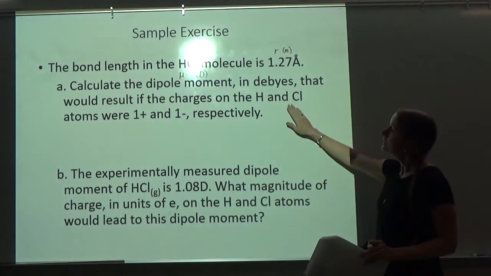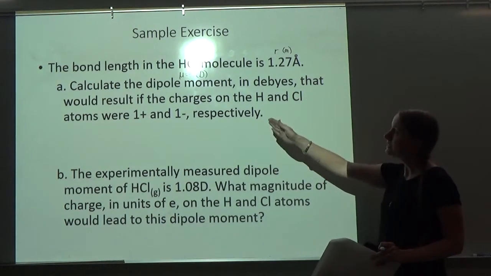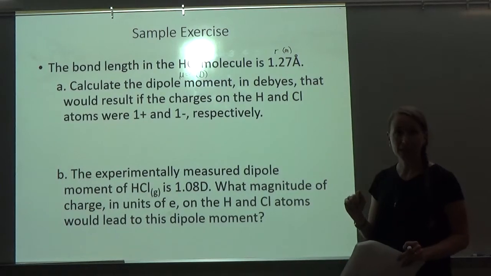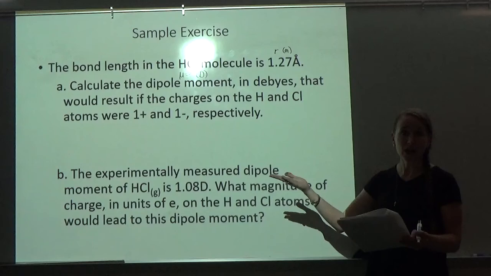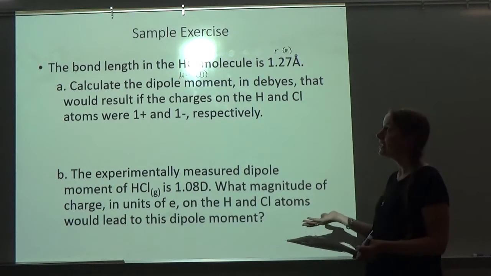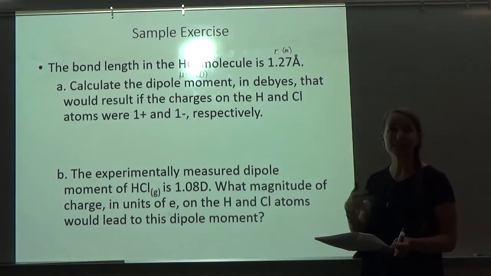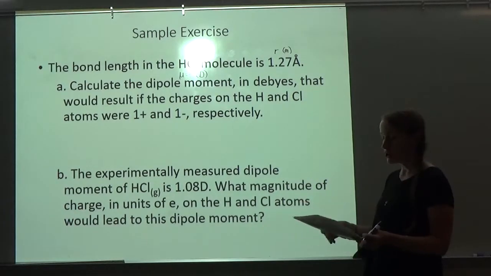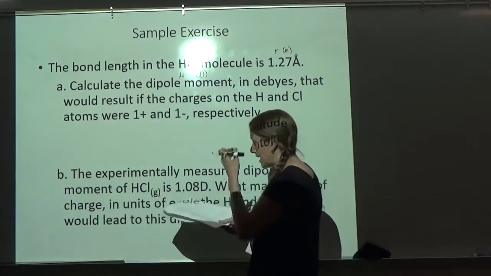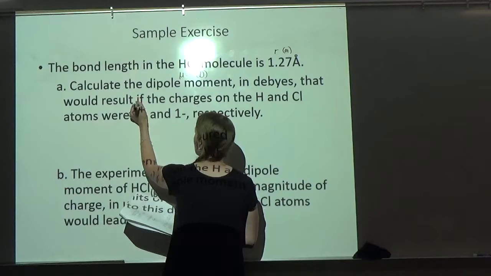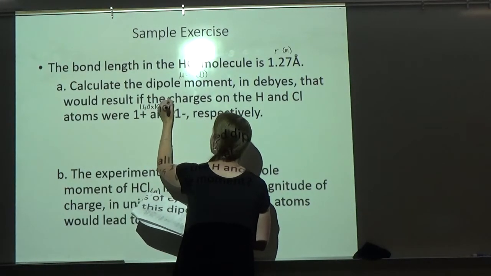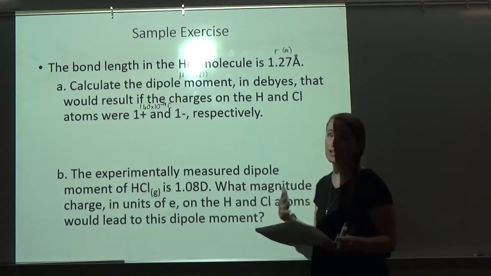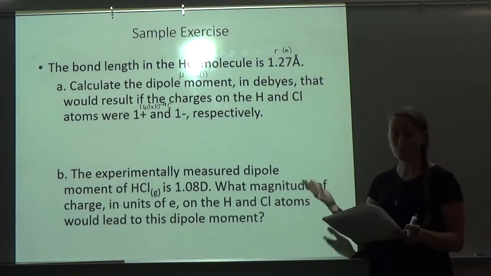That would result if the charges on the H and Cl atoms were one positive and one negative respectively. Okay, so again, a lot of times you're tempted to plug in the one positive or one negative for the charge, because that's what you think of. But remember what I showed you on the previous slide, our charge is going to end up being 1.60 times 10 to the negative 19 coulombs. That is our charge for a positive 1.